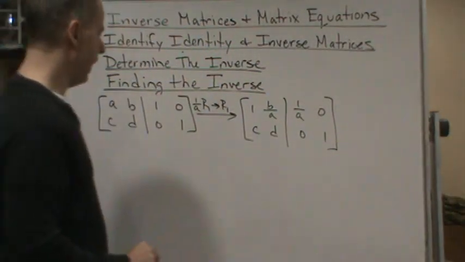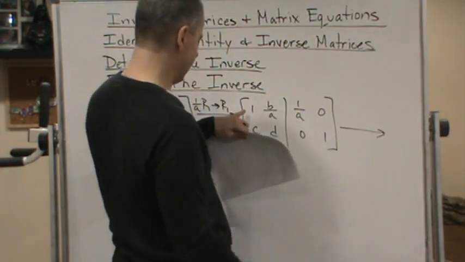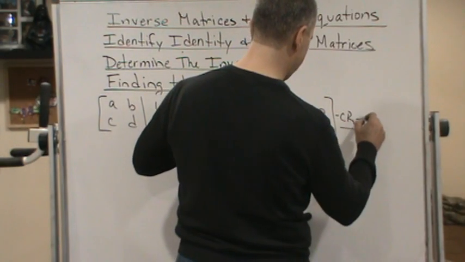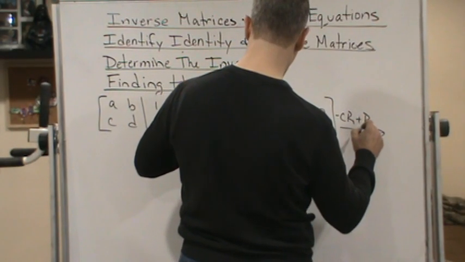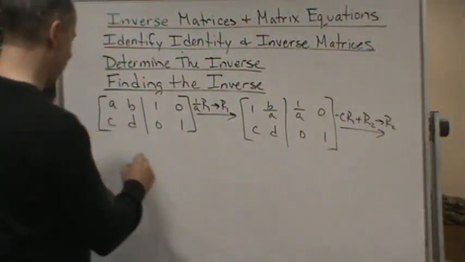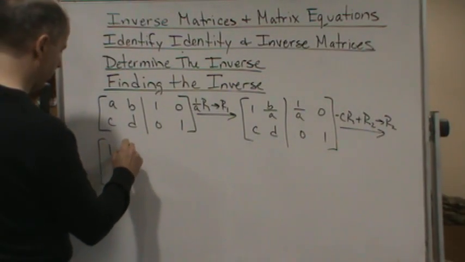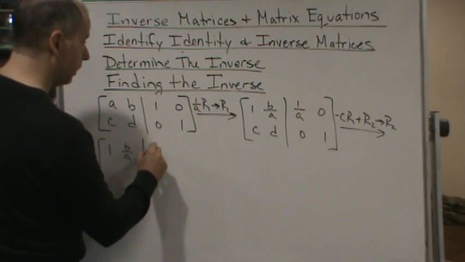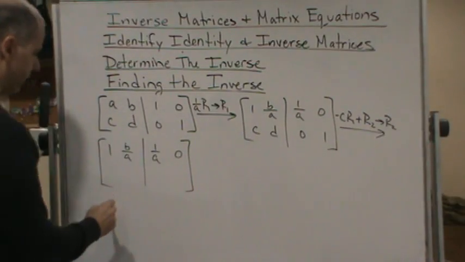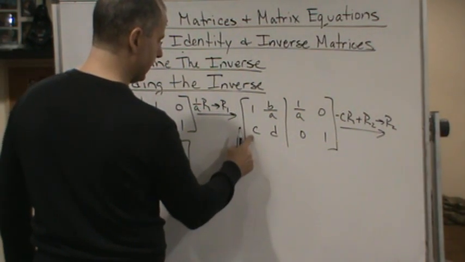All right, now what we're going to do is eliminate C. So we're going to take negative C times row 1 plus row 2, and replace row 2. Okay, so now what is that going to give us? That's going to give us again 1, B over A, 1 over A, and 0. And then this is going to become 0, right? Negative C plus C is 0.